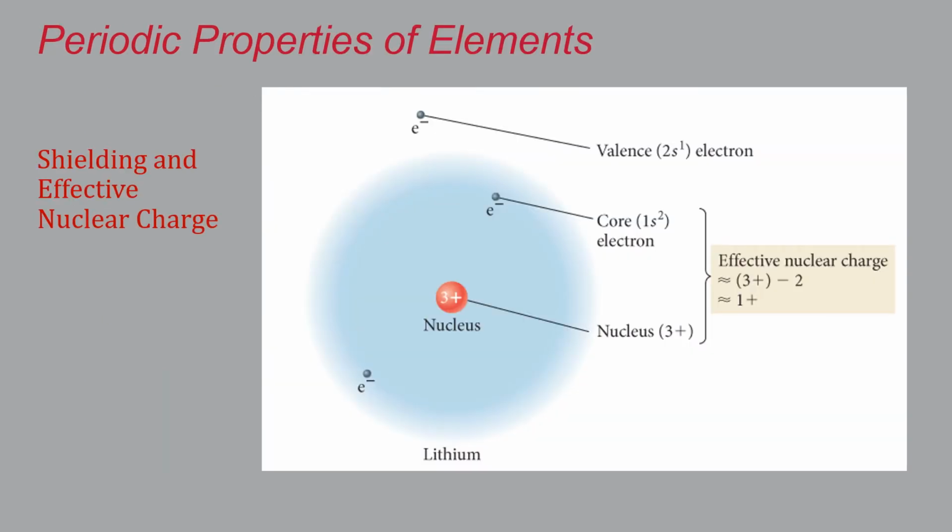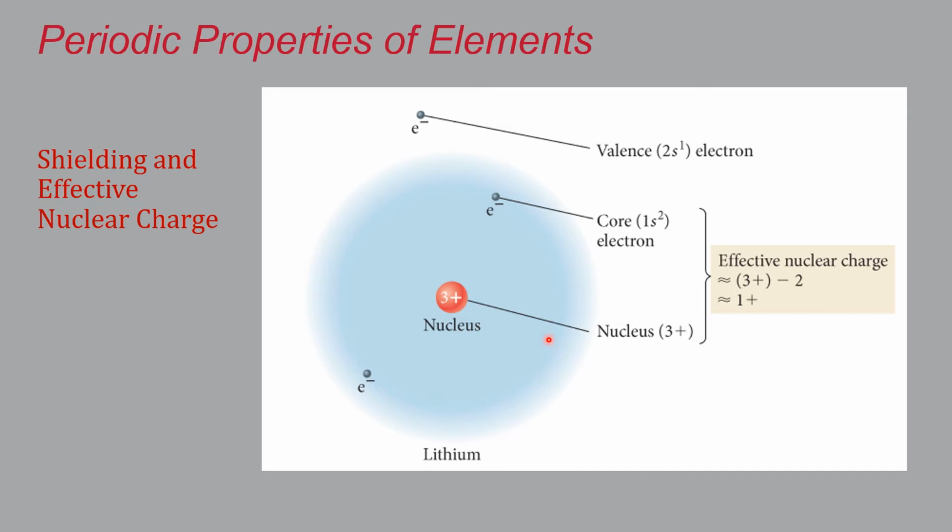All of these trends, atomic radius, ionization energy, electron affinity, and all that stuff, can be explained by this thing called shielding. And shielding is the notion that not all electrons feel the same attraction to the nucleus.